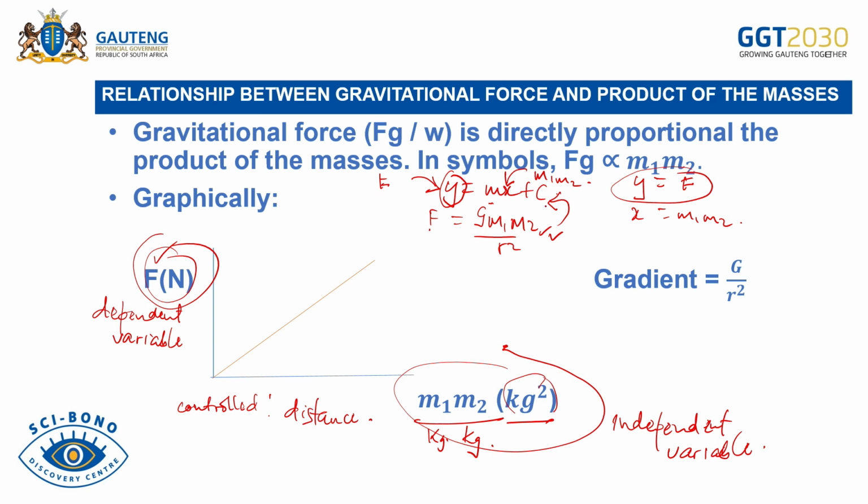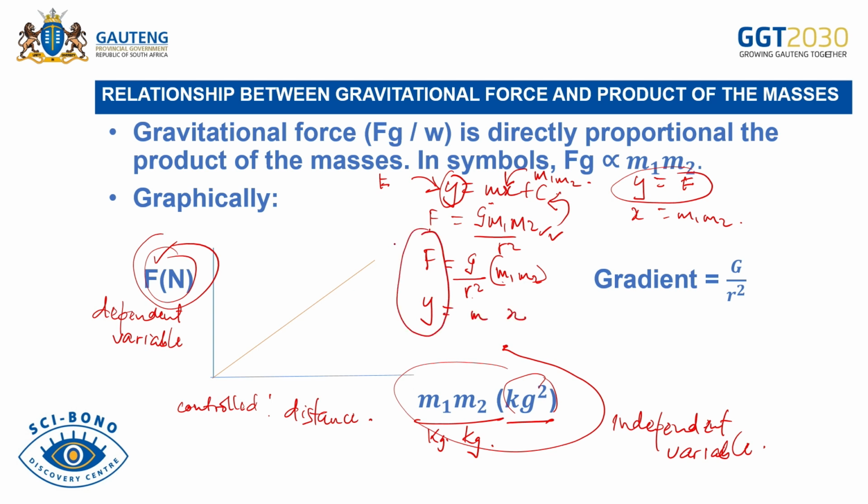Now what am I looking for? My x should be m1 m2. How am I going to do that? F is given by G over r squared times m1 m2. This is the same as G m1 m2 over r squared. But now I just want us to see that this is y and this is x. Our y should be F, and our x should be the product of the masses. So this is y equals mx.